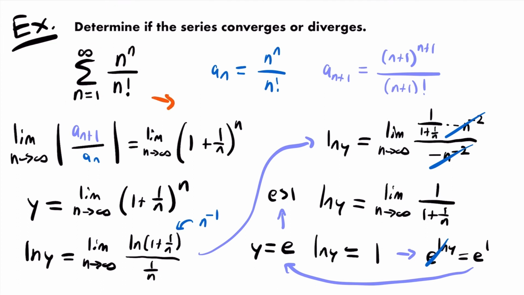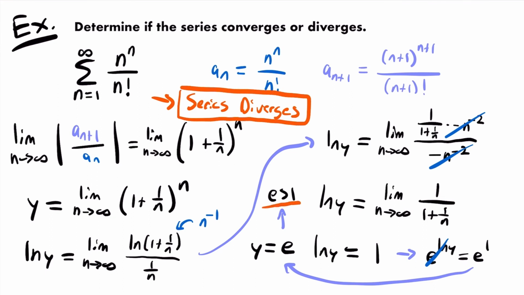All right, so our final conclusion is that our series diverges. That is what we can conclude since the value of our limit was greater than 1. Let's look at one more example for this video.